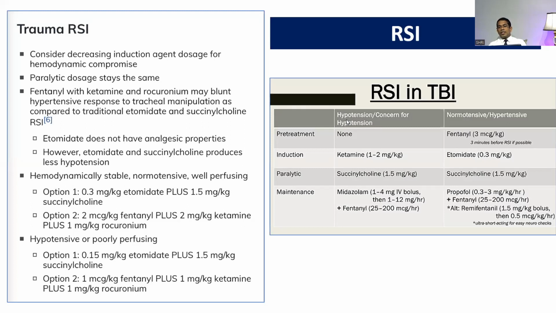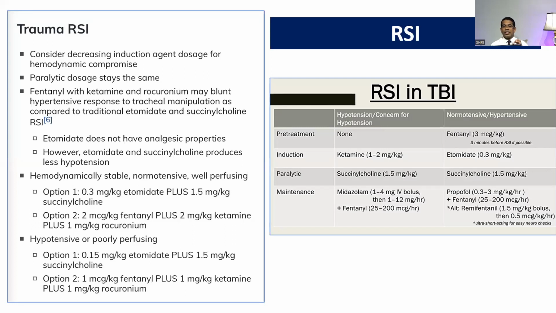There are two entities I'm going to talk about in rapid sequence induction. One is trauma, the other one is traumatic brain injury. For trauma rapid sequence induction, there are two main things you need to consider: the induction agent and the paralytic agent. When you give an induction agent, it should be half dose. Okay, half dose of the induction agent, but the paralytic agent is the same dose you give.